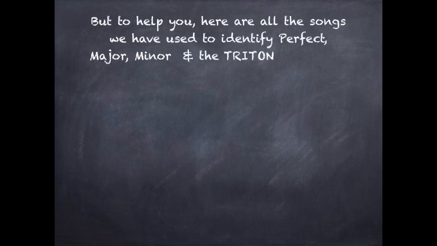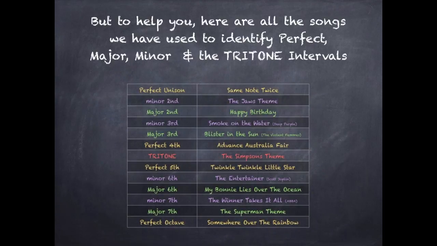But to help you, here are all the songs that we have used to identify perfect, major, minor, and the tritone intervals. For a perfect unison, it was the same note twice. For the minor second interval, it was the Jaws theme. For the major second interval, it was Happy Birthday. For the minor third interval, it was Smoke on the Water by Deep Purple. For the major third interval, it was Blister in the Sun by the Violent Femmes. For the perfect fourth interval, it was Advance Australia Fair. For the tritone, it was the Simpsons theme.